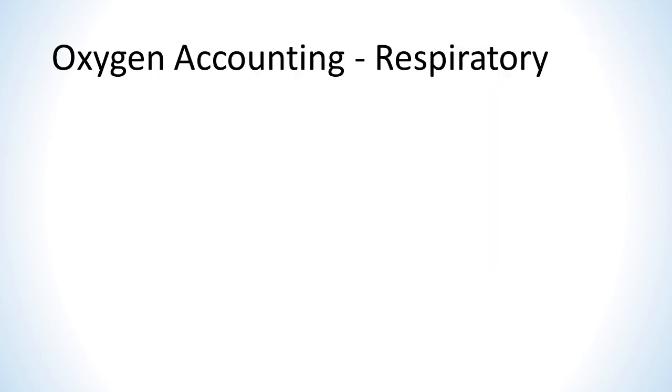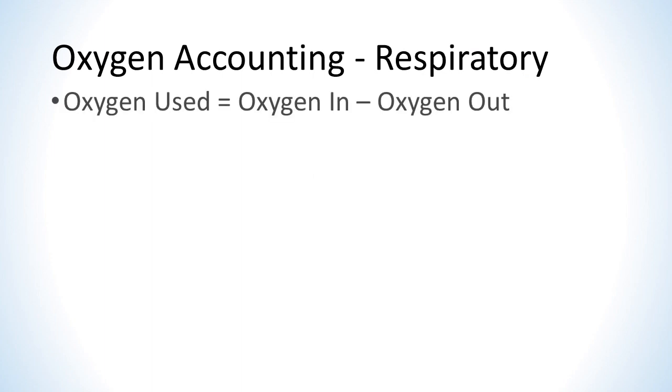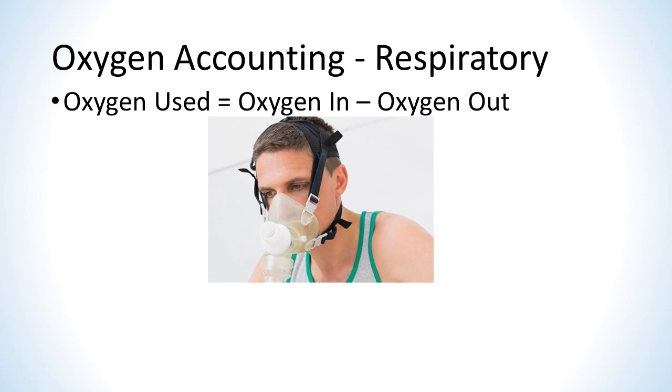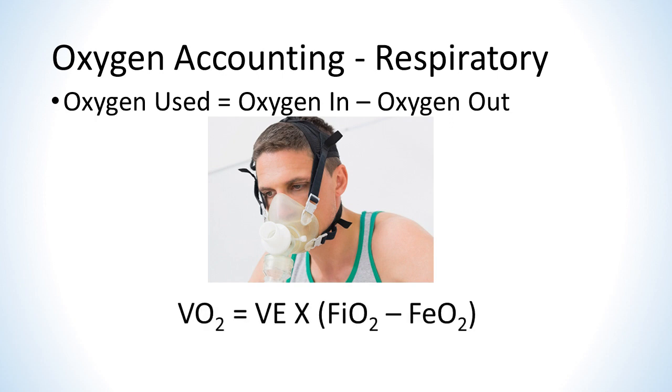VO2 at a systemic level is the total rate of oxygen consumption for the entire body. It can be thought of as an accounting of the oxygen consumed by looking at the difference between oxygen in and oxygen out. This is frequently measured from a respiratory perspective using a mask to measure the volume and oxygen content of inspired and expired gases. This equation shows the accounting method.